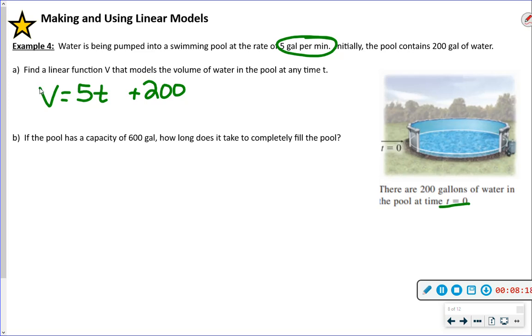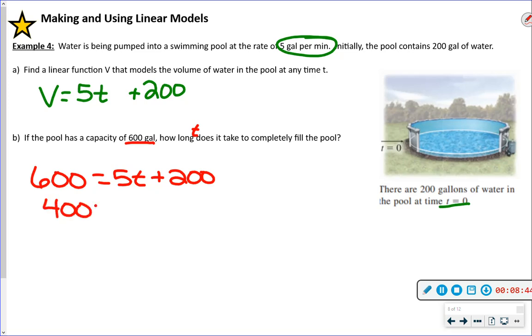All right, B. If the pool has a capacity of 600 gallons, how long does it take to completely fill the pool? So how long? They want you to figure out what the time is, and you have 600 gallon capacity. So that's your volume. How much is in the pool? And we're just going to do a little algebra here and solve for t. Not that exciting. Subtract 200. And of course, divide off by 5. And I'm going to label it. Make it look nice. 80.